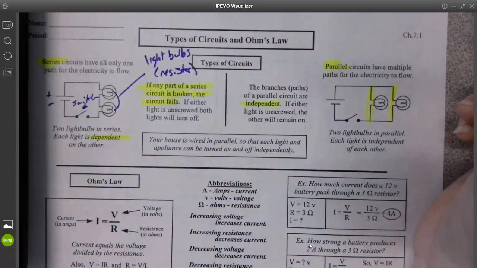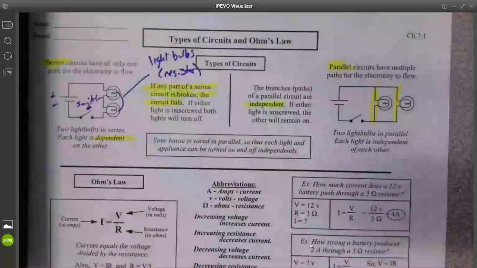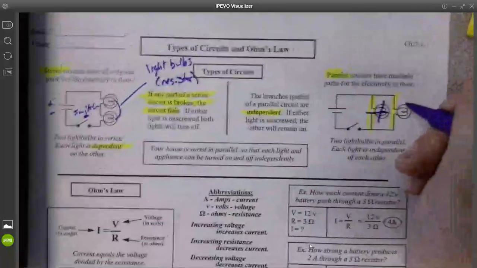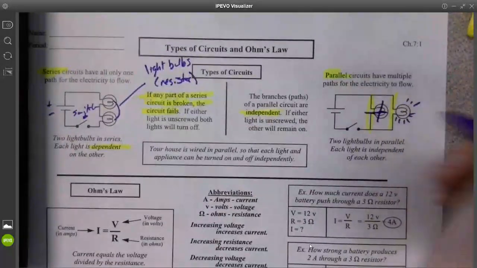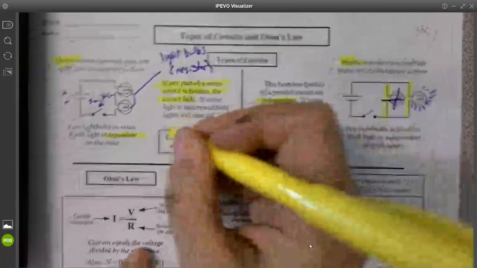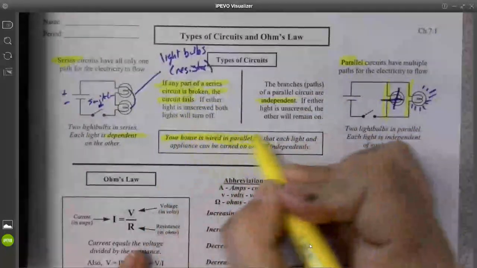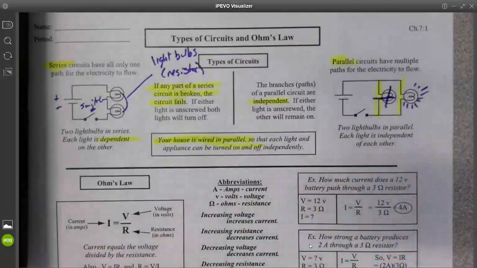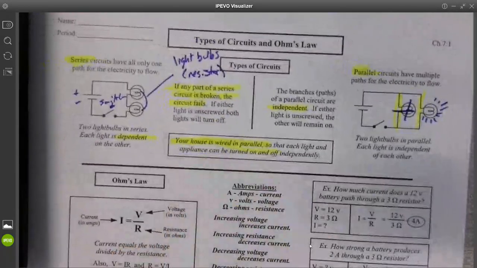If one is unscrewed or if one is not working, then that's okay, because if one is not working, the other one will still be brighter. Now, your house is actually wired in a parallel manner, so that if an appliance doesn't work, your whole house doesn't stop working, or if a single light is not working, then your whole house doesn't shut down. So your house is wired in a parallel manner.